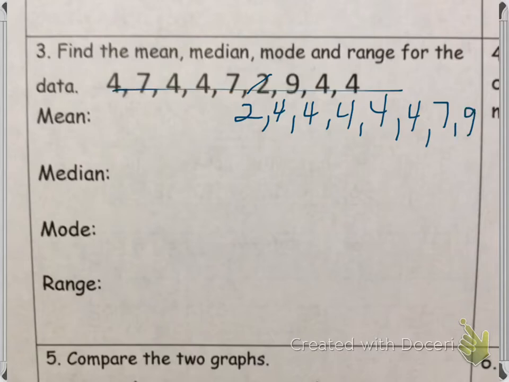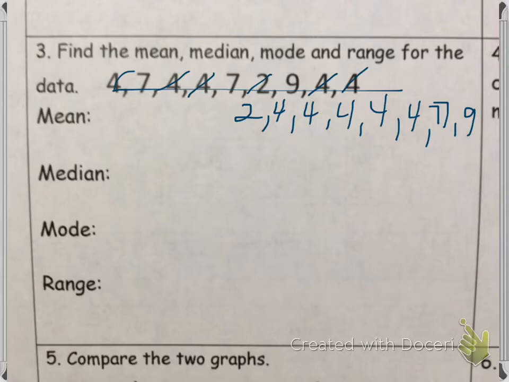So to find the mean, I'm going to add all those numbers together and then divide it by the number of numbers that there are. So I'm going to add those numbers together and divide by 9 because there's 9 numbers. I think I didn't get one written down here right. So 1, 2, 3, 4, 5. Oh, there's 2 7s. That's what I missed there. I needed to write down that other 7.